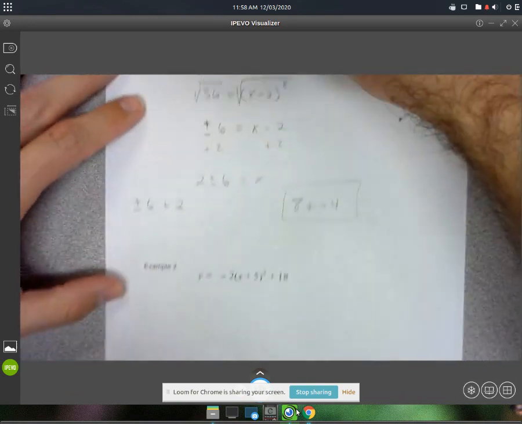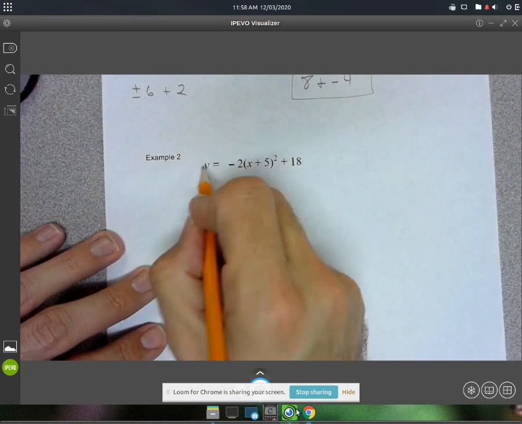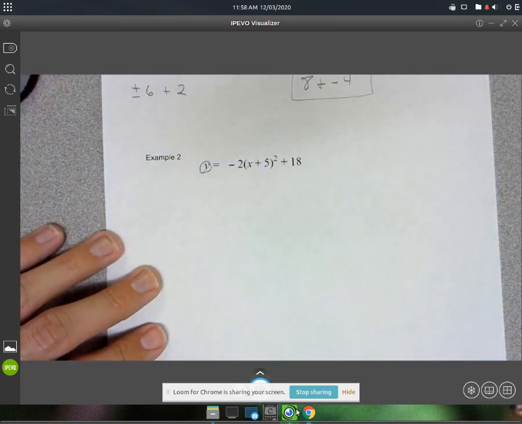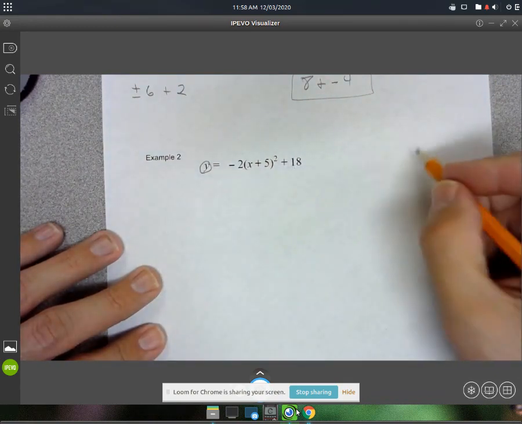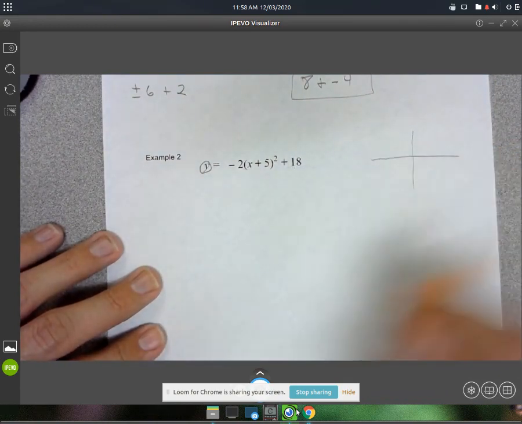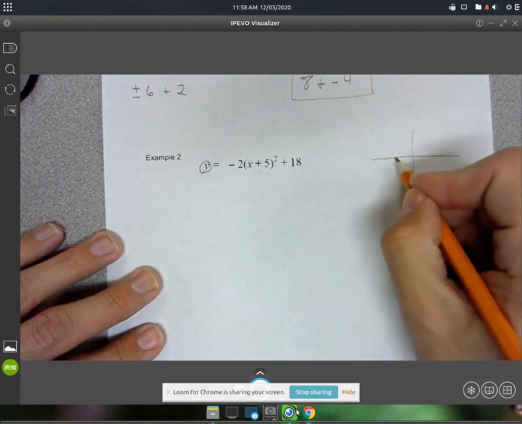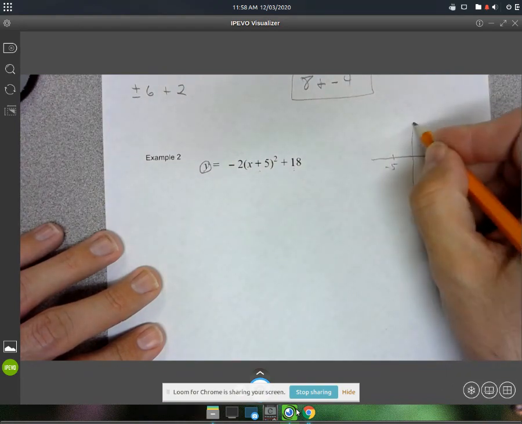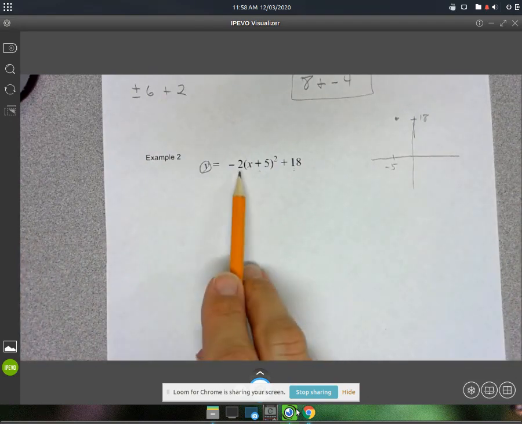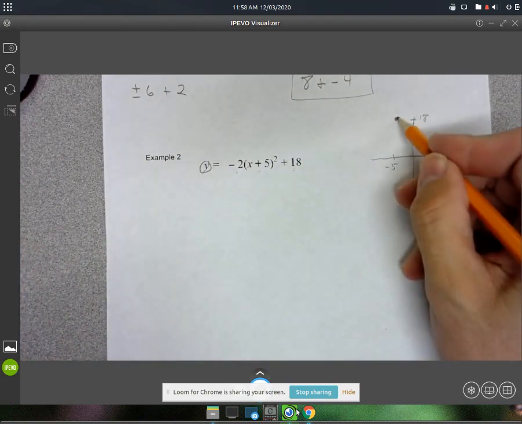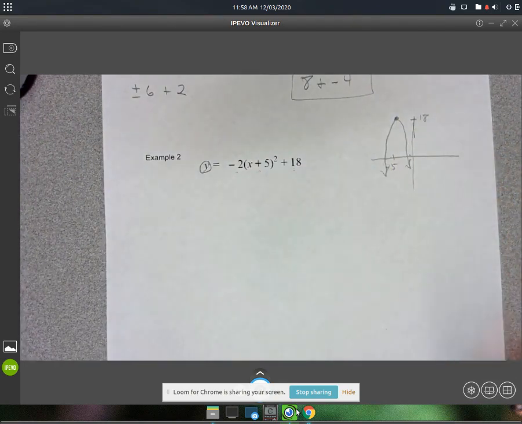We'll do one more here. This is real similar. Start by plugging in 0 for y. Actually, I was going to graph it first, sorry. If I graph it, this is going to be 5 to the left and then up 18. So 5 to the left, negative 5, and way up here at 18. Because there is a negative out front, it's going to be opening down. So those are our 2 x-intercepts graphically.